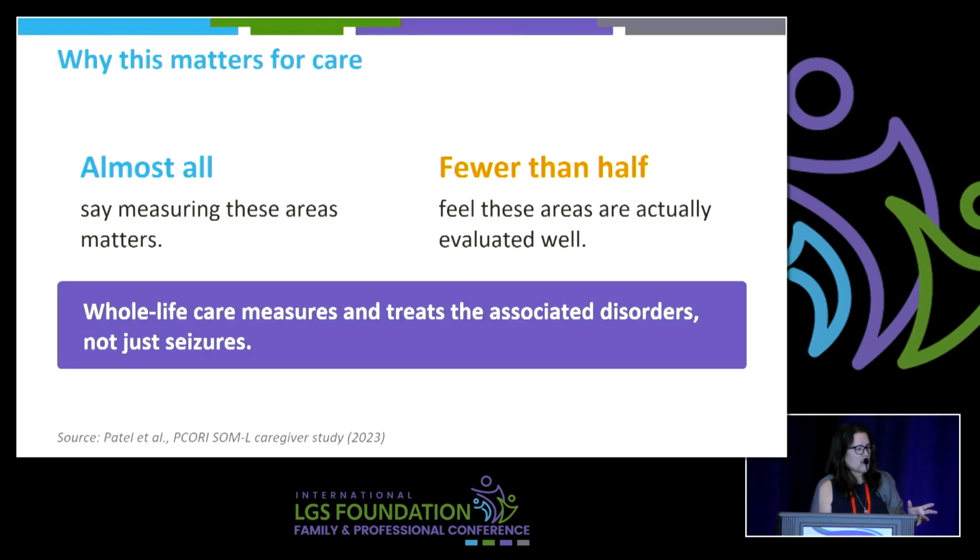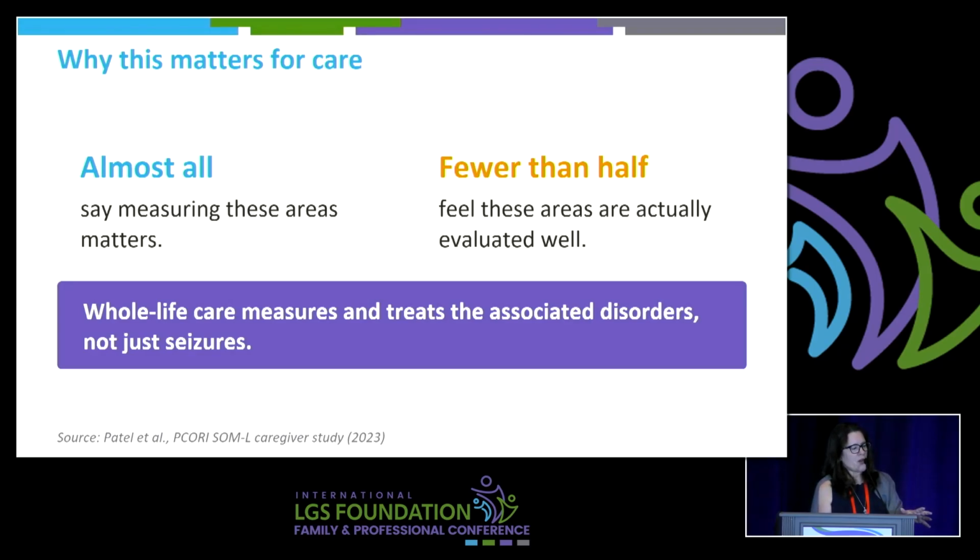So this matters, right? Measuring all of these areas. There have been studies, and when we've asked you as families, fewer than half feel like these are adequately addressed at your appointments. And it's because your neurologist isn't necessarily able to deal with all of these issues. You need your specialists talking to each other. The system's not necessarily set up for that.